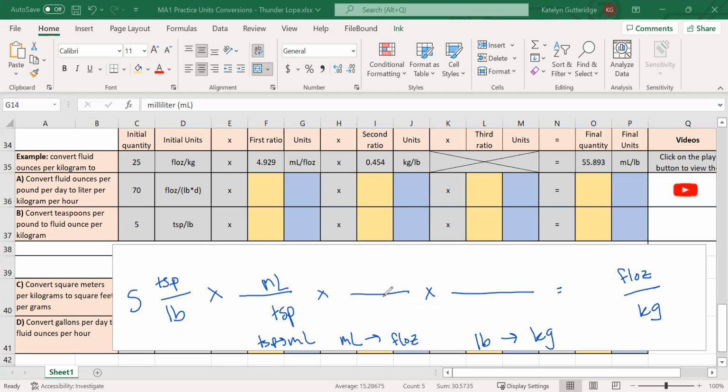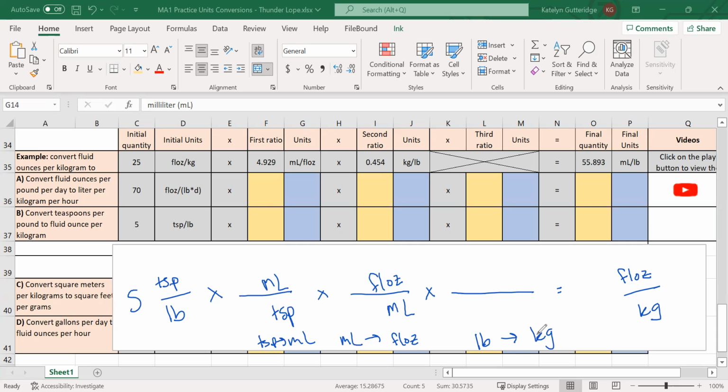Okay, let's go to the next step. I don't want milliliters in my final answer. I need milliliters to divide out. So the first thing I should do is put milliliters in the opposite spot of the fraction so it will divide out. That forces fluid ounces in my numerator. I need fluid ounces in my numerator for the final answer, so it's a good double check.